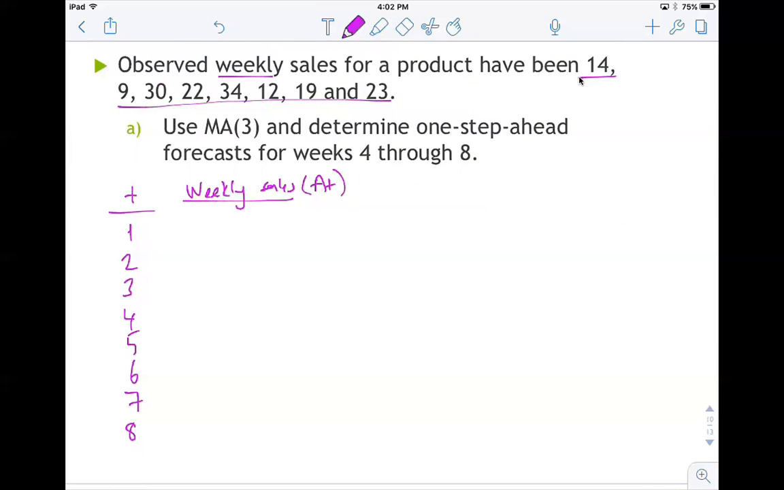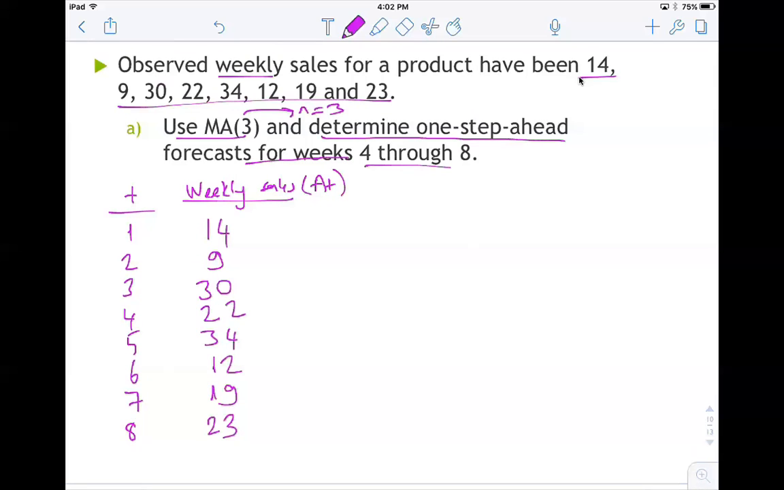So for week 1, for example, I had 14. For week 2, I had 9. For 3, I had 30. For 4, I had 22. And for 5, I have 34. For 6, I had 12, 19, and 23. And the question is, using moving average method with n equal to 3, find one step ahead forecast for weeks 4 through 8.